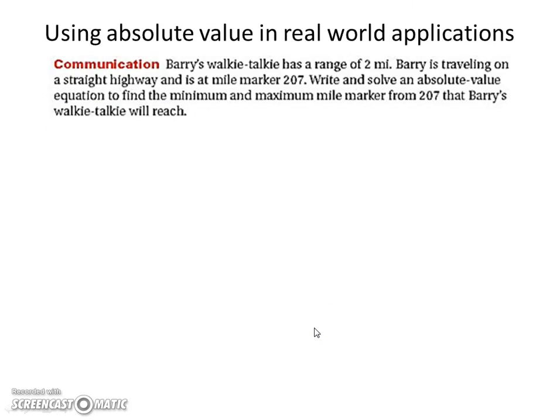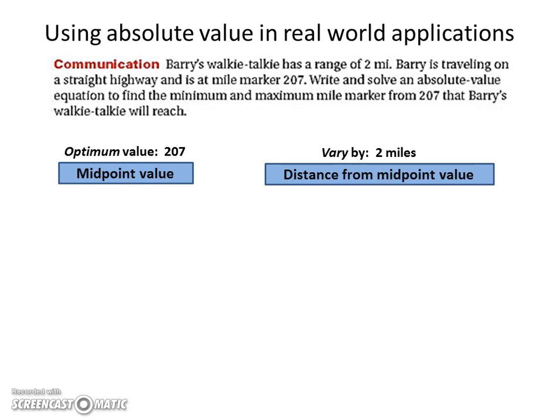Let's do a couple more, in different applications. Okay, so here we're talking about Barry's walkie-talkie has a range of 2 miles. Barry is traveling on a straight highway and is at mile marker 207. Write and solve an absolute value equation to find the minimum and maximum mile markers from 207 that Barry's walkie-talkie will reach. All right, so our midpoint value is 207. That's where Barry is. He's at marker 207. And we're allowing the range of the walkie-talkie to be 2 miles more or less. So we're allowing it to vary by a distance of 2 miles from that midpoint value.